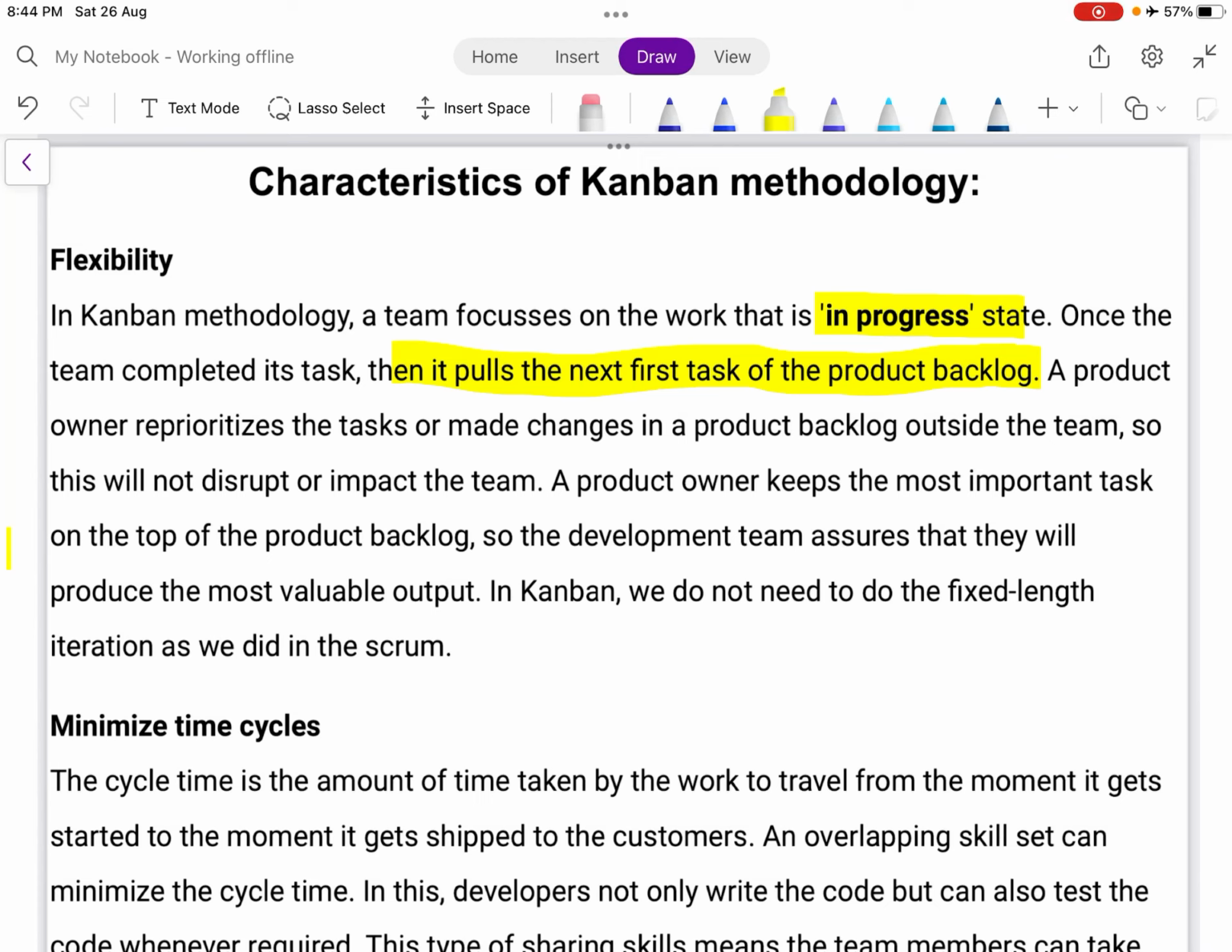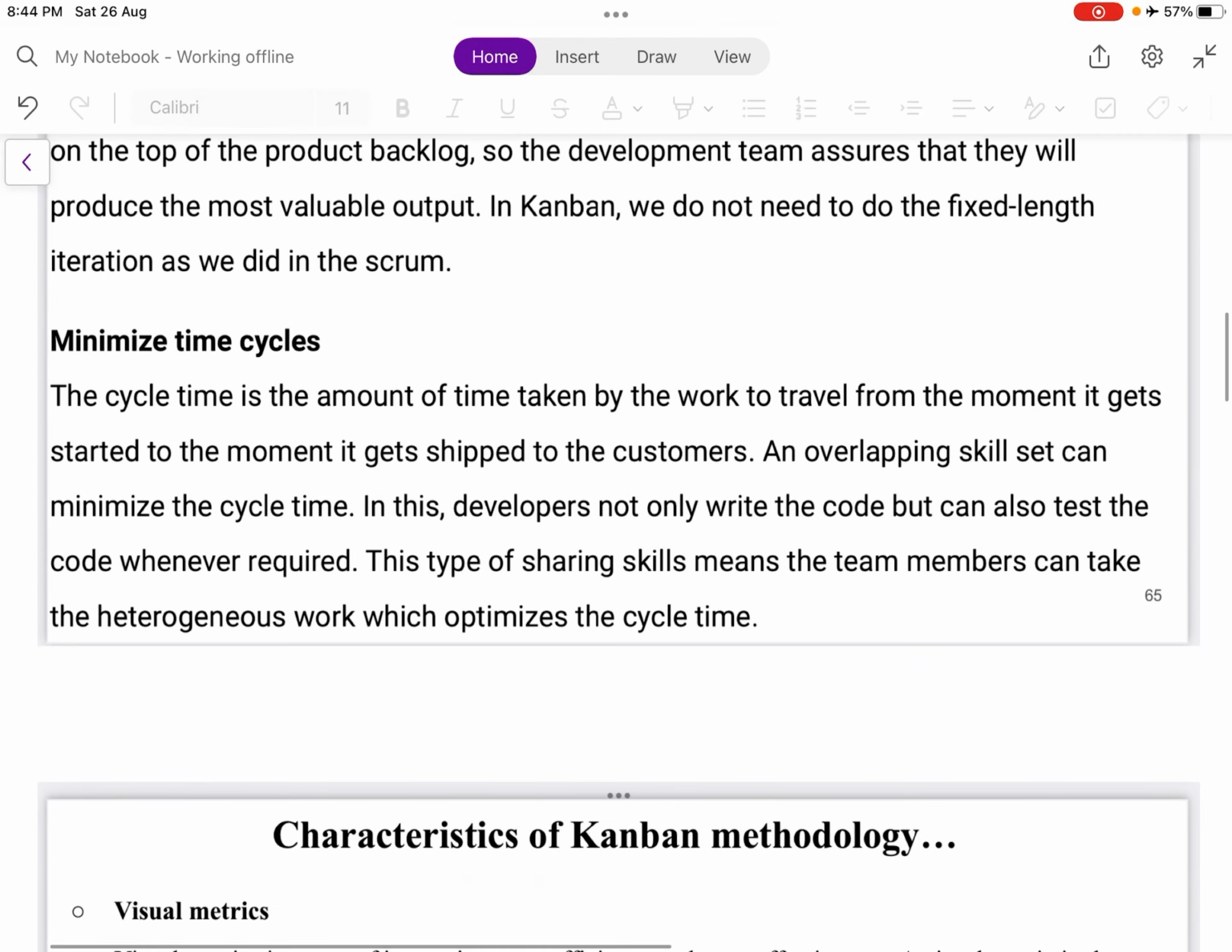So what does the product owner do? It will reprioritize the tasks. How will it reprioritize the tasks? It keeps the most important task on the top of the product backlog. So the development team ensures that they will produce the most valuable output. In Kanban, we do not need to do fixed length iterations as we did in Scrum.